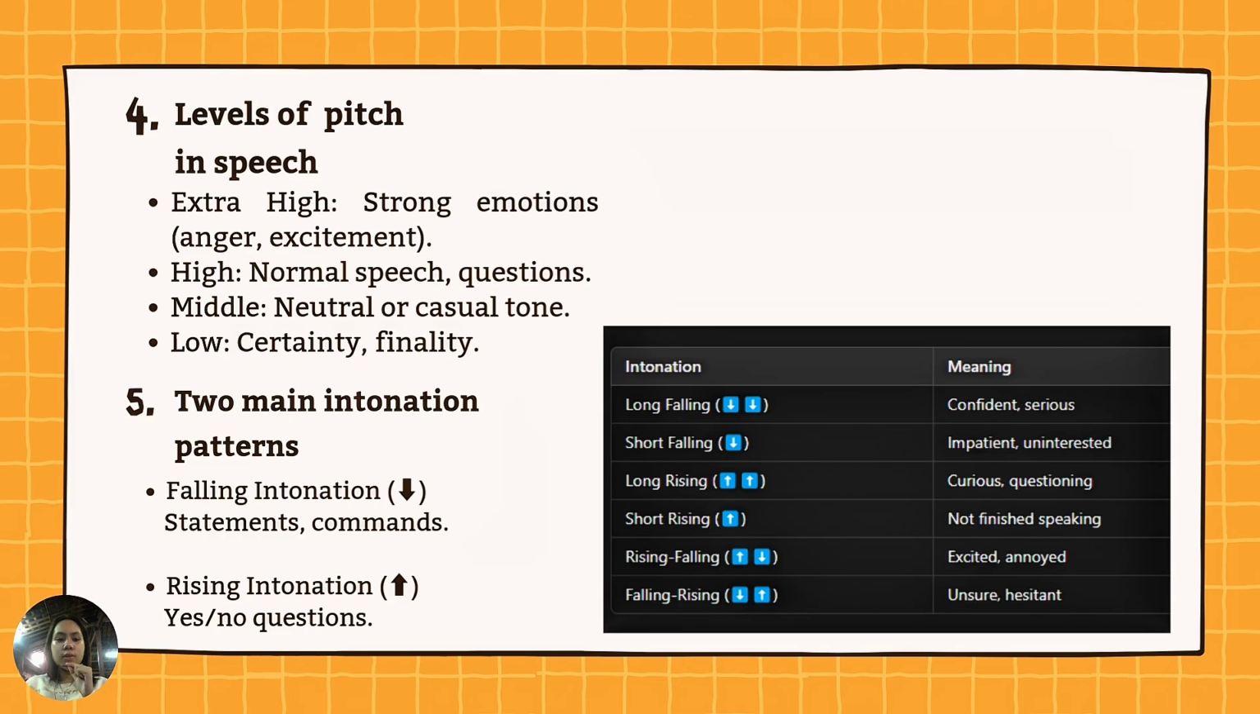And then next is two main intonation patterns. So English has two common intonation patterns. The first one is falling intonation. It's used in statements and comments like I'm ready. Rising intonation is used in yes or no questions such as are you ready? The way we change our pitch helps the listeners understand the purpose of our sentences.